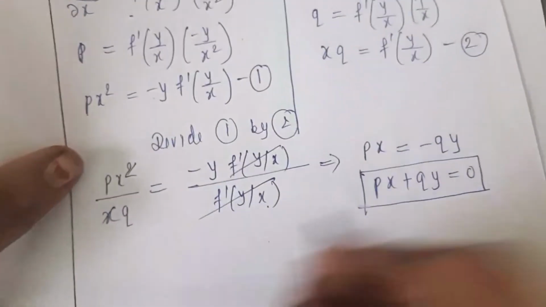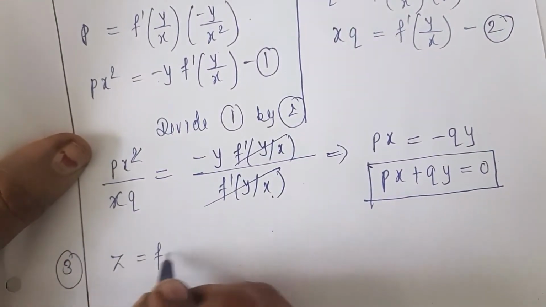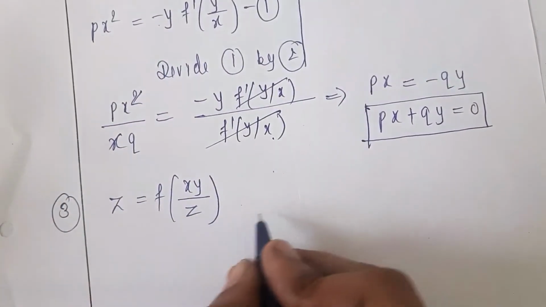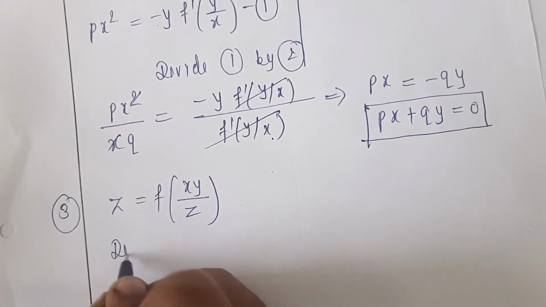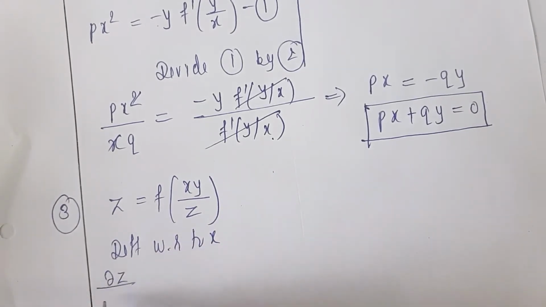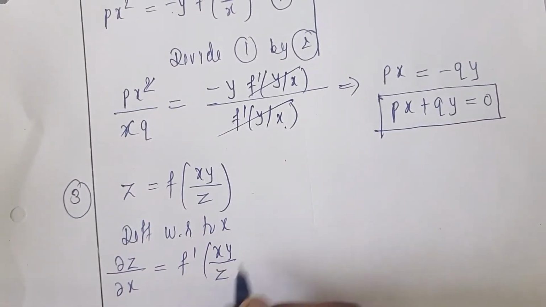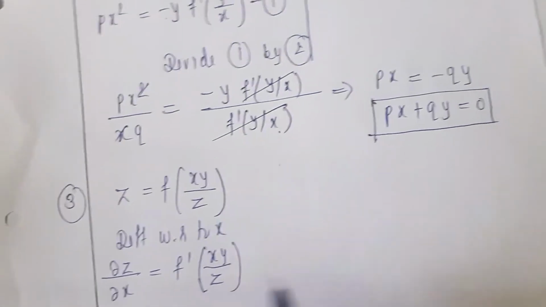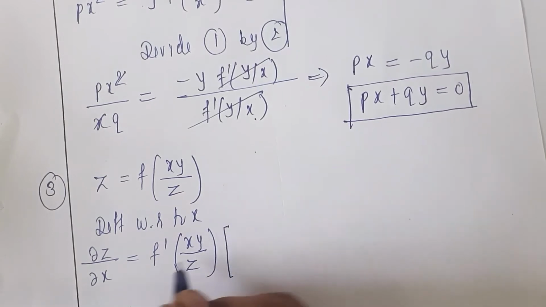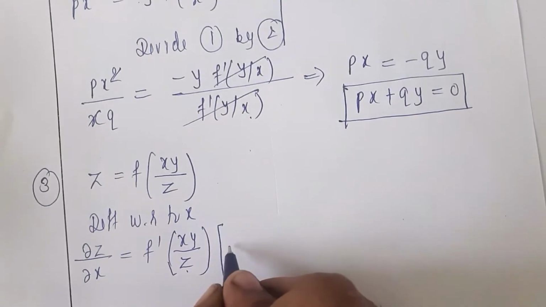Now the third question is z is equal to f of xy by z. If z is equal to f of xy by z, then again differentiate with respect to x. So del z by del x is equal to f dash of xy by z. In the bracket we have x, y as well as z. So to find the derivative with respect to x of xy by z, z is a function of x and y, and x into y is in the numerator, so we have to use the quotient rule.